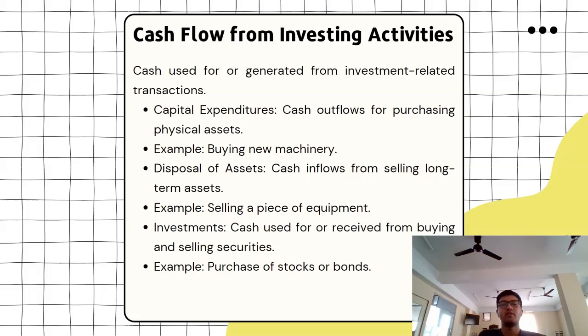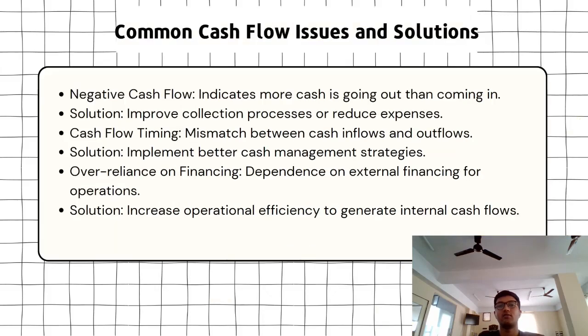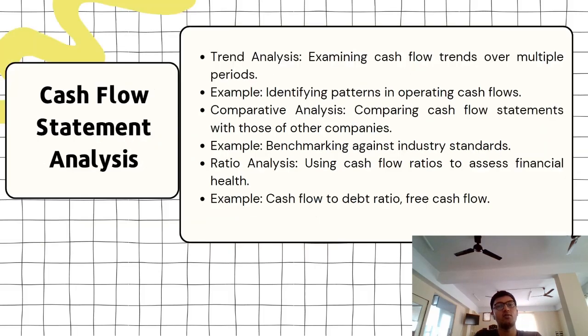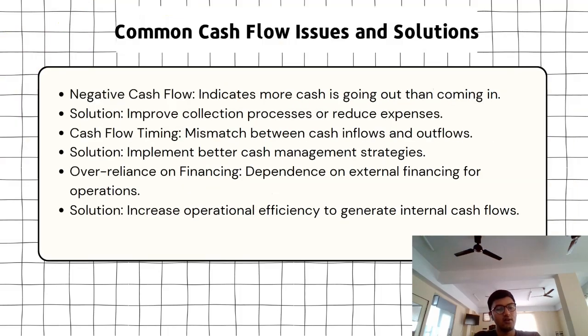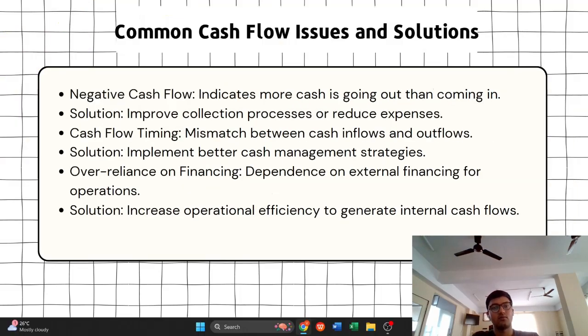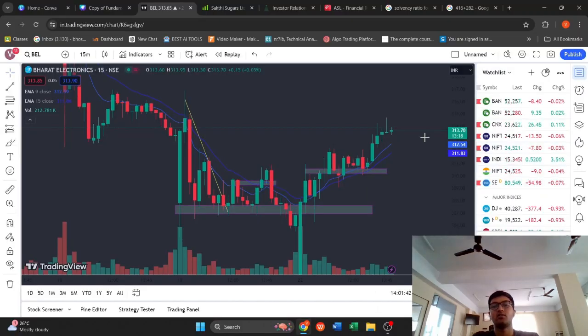Cash from investing activities, again, we discussed, I think I repeated it a lot of times, so I think you're clear on it. And cash flow issues and solutions. Negative cash flow indicates more cash is going out than coming in. Let me take an example. I think it's too much theoretical, let me go to the practical.